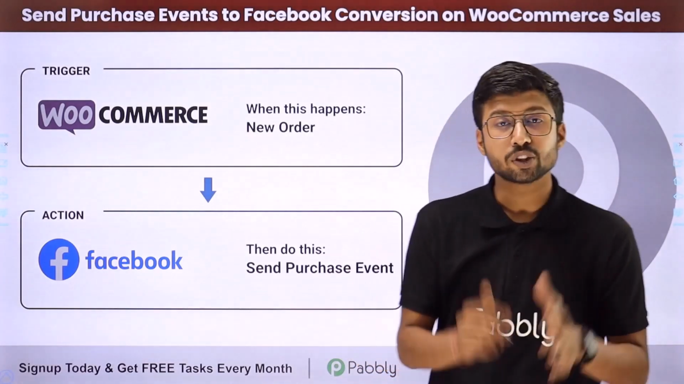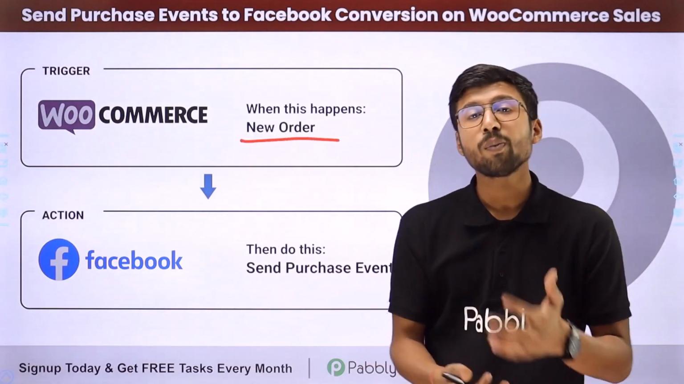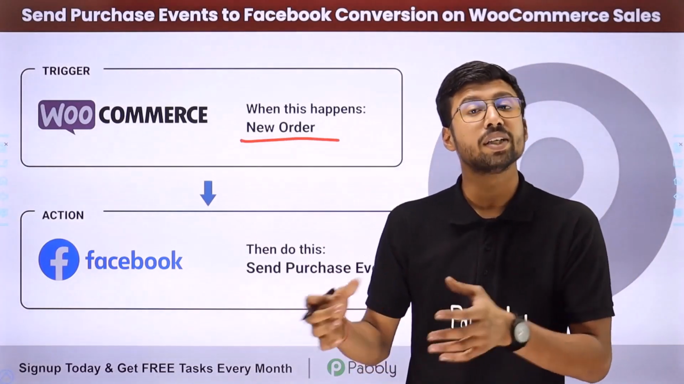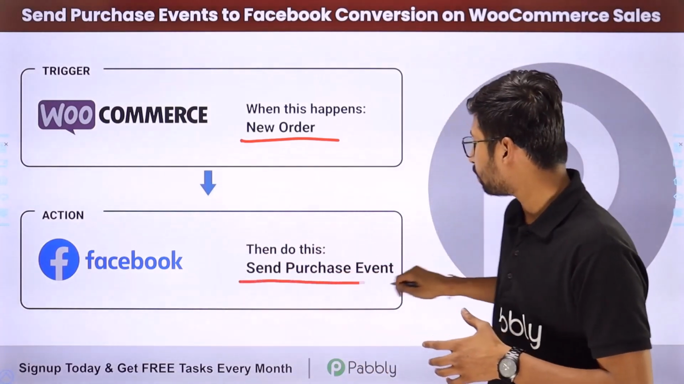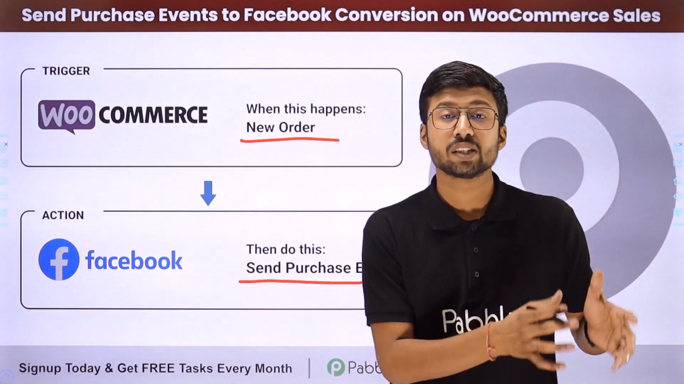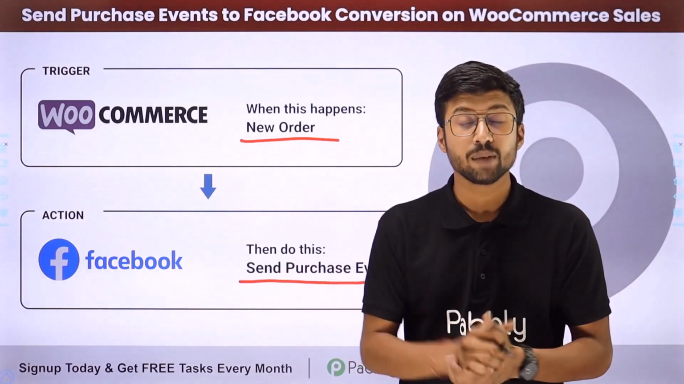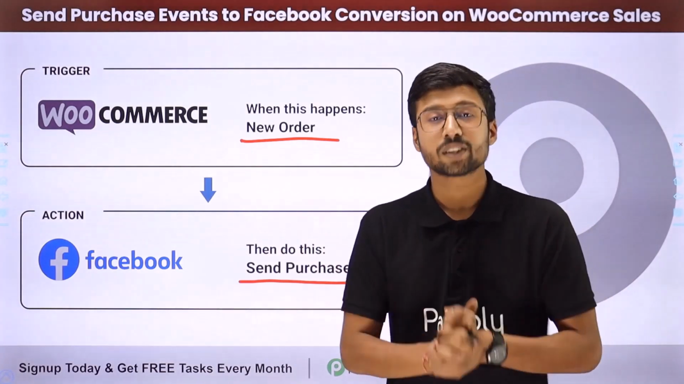So using this automation, whenever we are going to receive a new order in our WooCommerce store, automatically we are going to send those new order details as a purchase event, as conversion details, to Facebook Conversion API. By this automation, you can automatically send the conversion details of your sales via Facebook Conversion API to Facebook ads and then optimize your Facebook ads on the basis of those conversions.